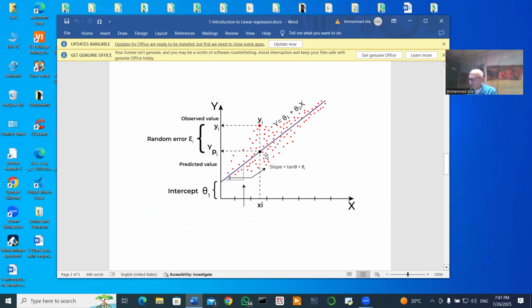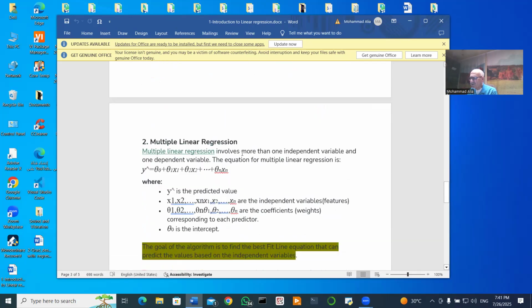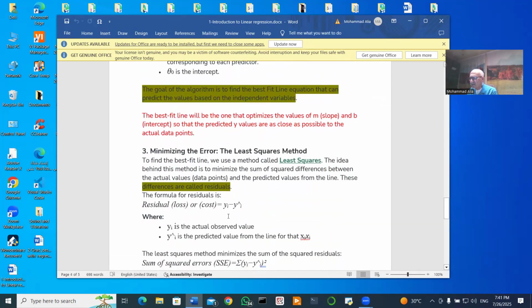But this error, as you see, should first be squared. So we should first find the difference between yi, the true value, and yi hat, the estimated value. The difference between them is the loss, or the residual, or the error, or the cost. All these terms give the same meaning.